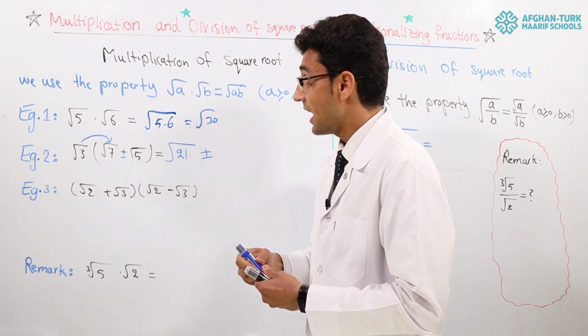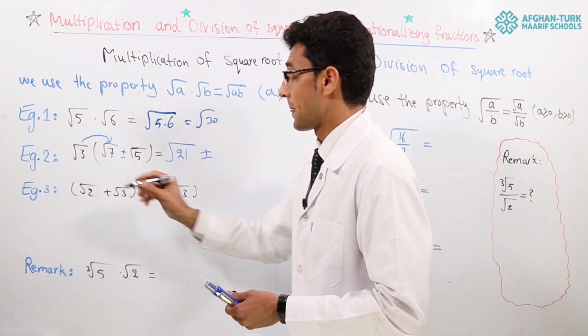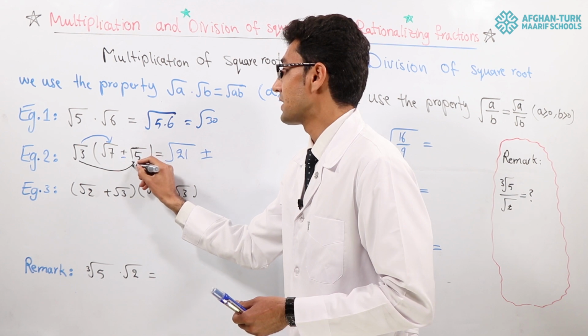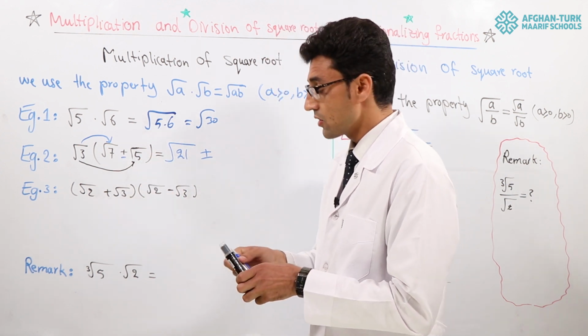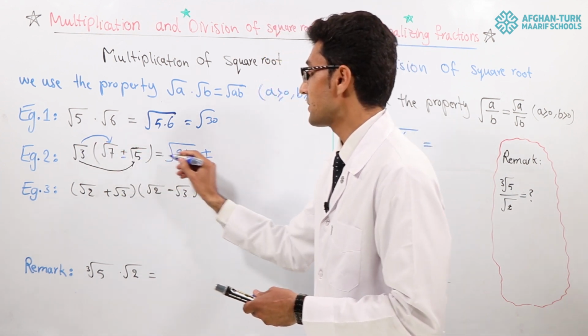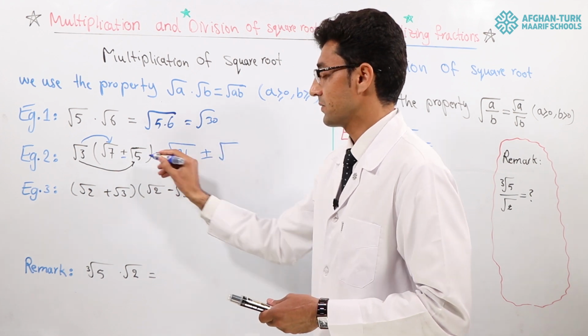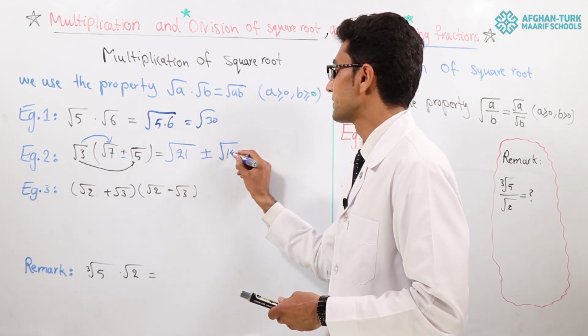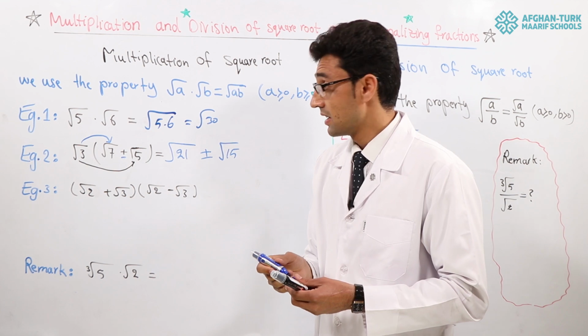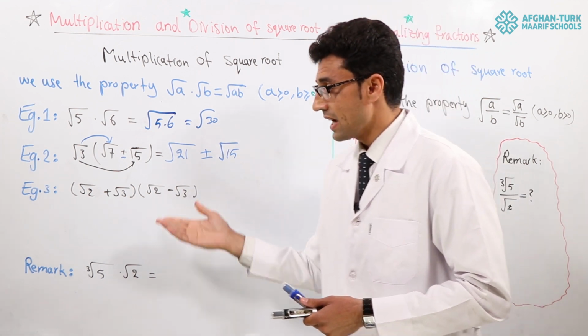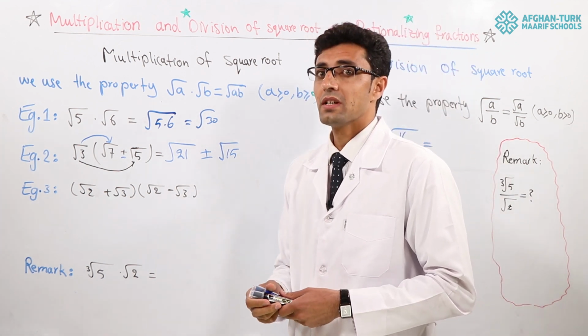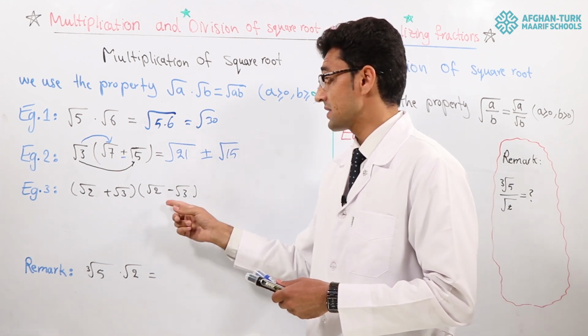Finish. Now, the second step. I have to multiply this with this. Okay? Square root of 3 multiply square root of 5. 3 multiply 5 is 15. This is the answer.